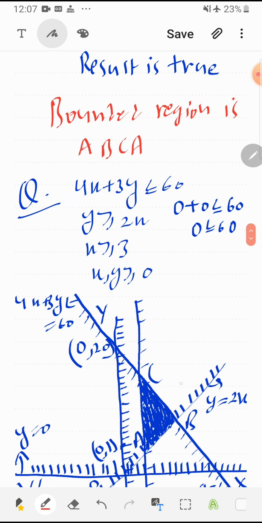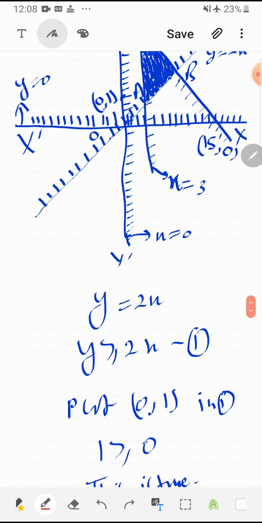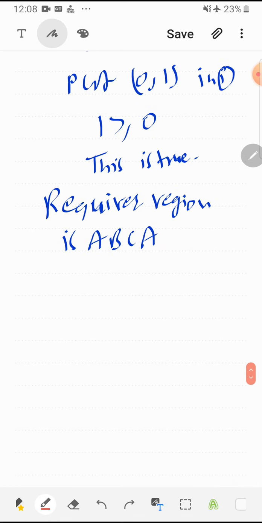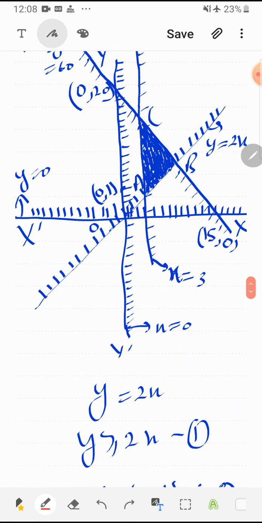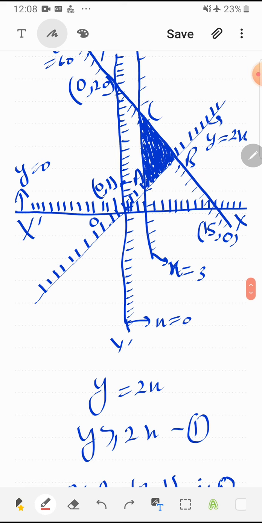So shading is done towards this point, so that the overall shading will be here, the triangular region. And if I put the points A, B, C, then my final bounded region is A, B, C, A. So hence we can find the common solution or shaded region.